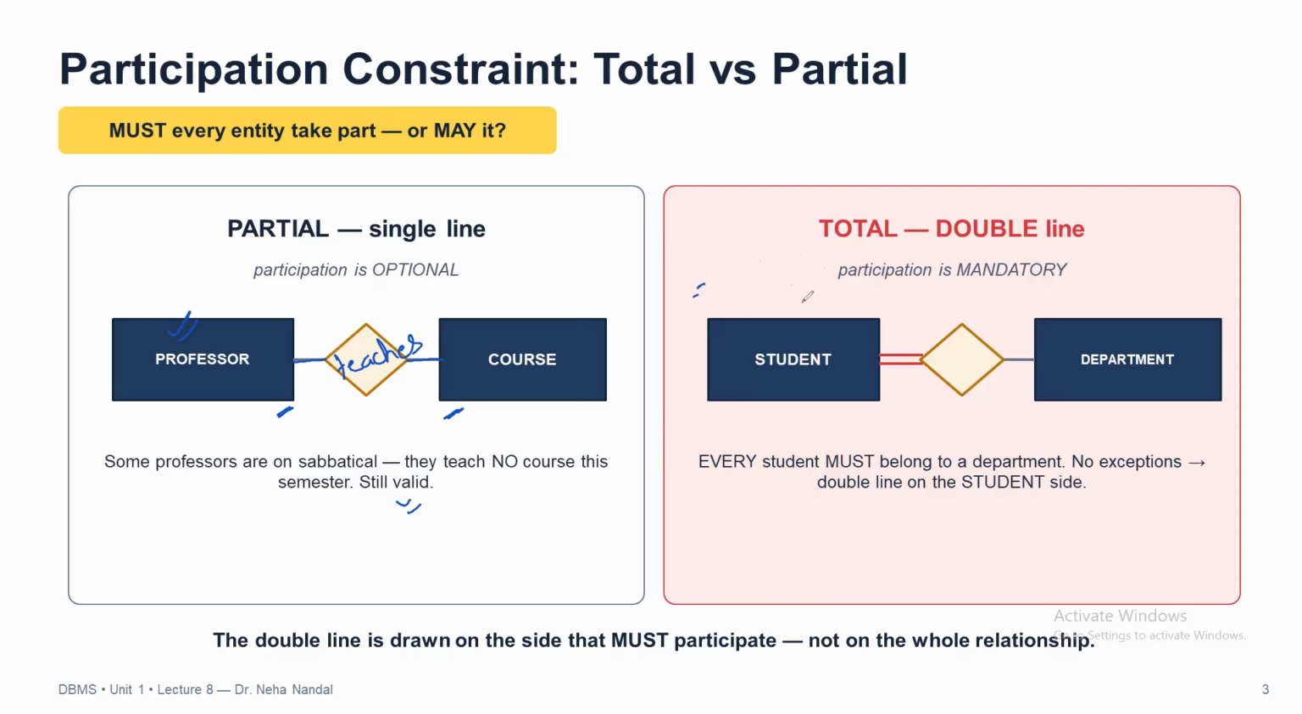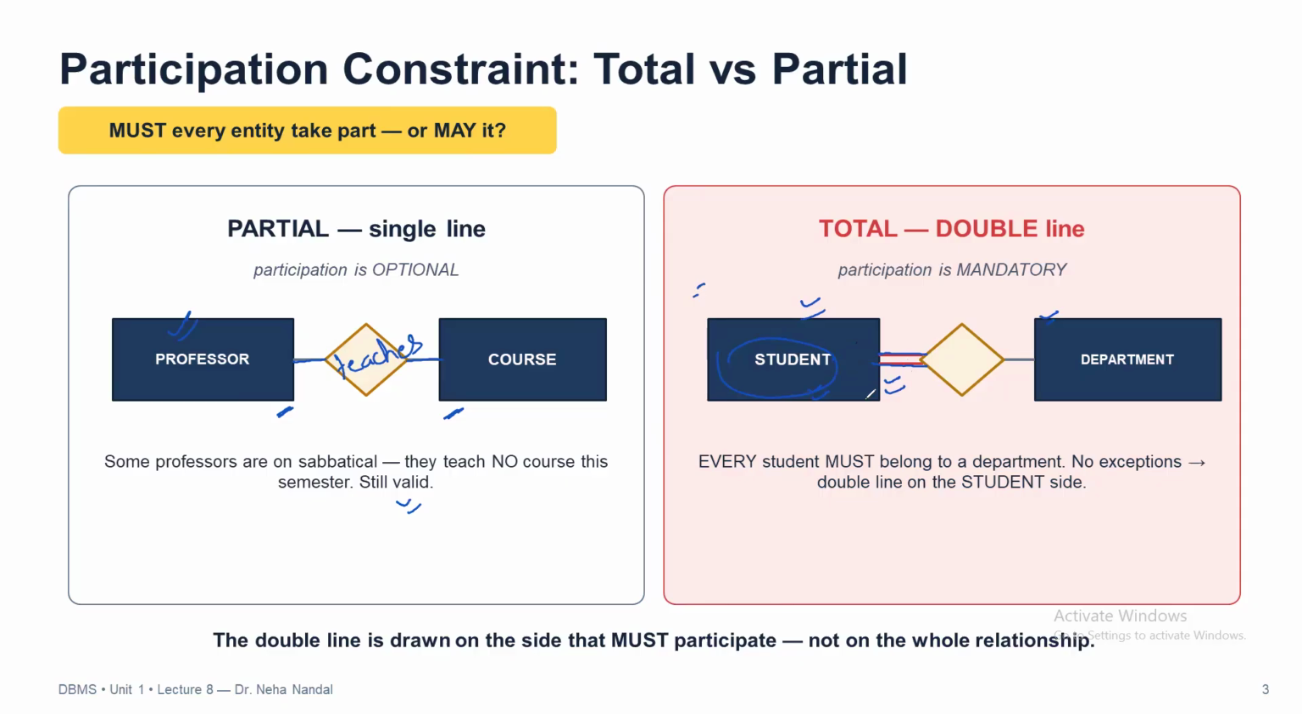Here we have two entities, student and department. Is there a single student in your college who belongs to no department? Can you think of anyone? Impossible. The moment you are admitted to the organization, you are in some department. Every single entity in student must participate. That means all the students must be part of some department. That is called total participation, and we mark it with a double line. I hope you understood this part.